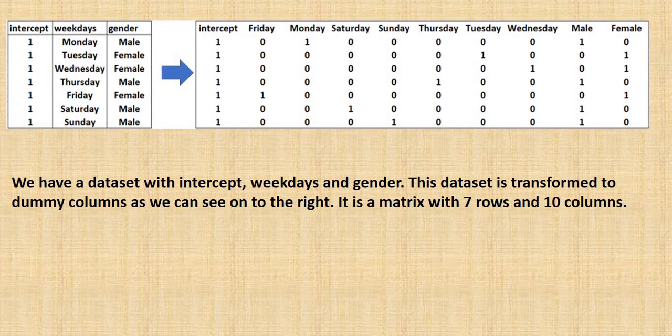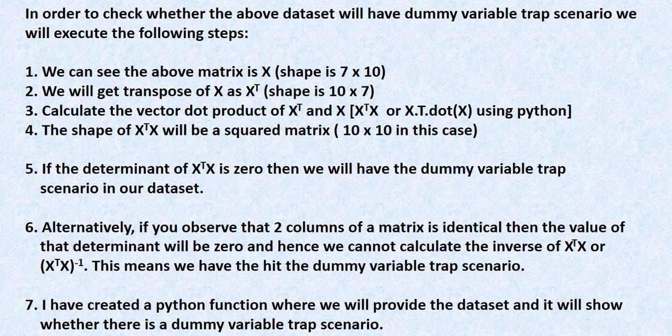So suppose we have a data set with three columns: intercept, weekdays and gender, and this data set is transformed to dummy columns. As we can see on the right, after the transformation it has 7 rows and 10 columns. Now, in order to check whether the above data set will have a dummy variable trap scenario or not, we will execute the following steps. We can already see that our current data set has 7 rows and 10 columns.